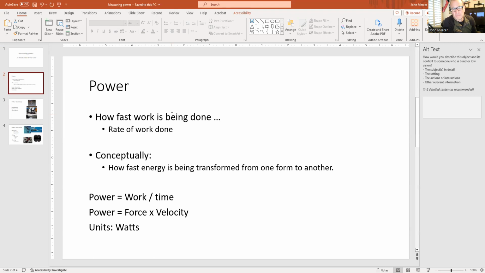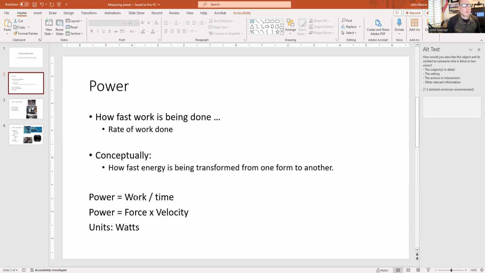And we hear terms like aerobic power and anaerobic power. Those are terms that we use in the exercise physiology world to represent how fast we're transforming chemical energy to mechanical energy aerobically and anaerobically. Okay, I digress a bit there.